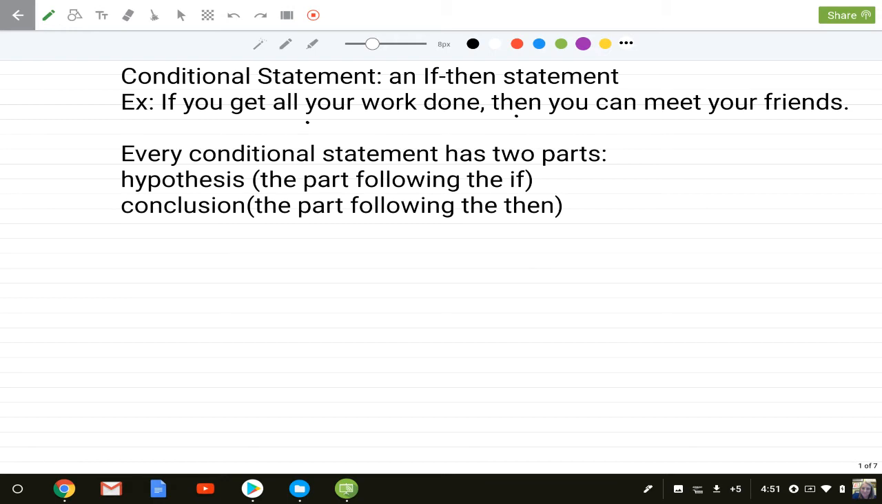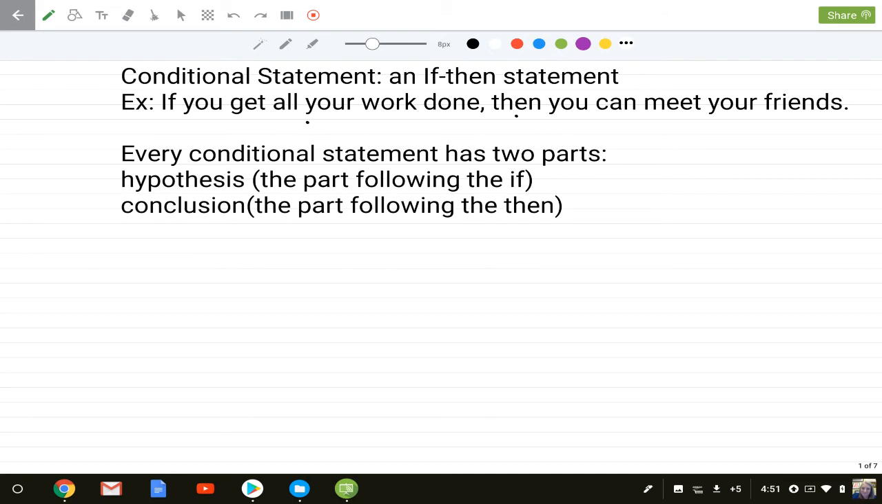A conditional statement is an if-then statement. An example is: if you get all your work done, then you can meet your friends. There's a condition that you have to meet before you get the last part to happen. So every conditional statement has two parts. The hypothesis is the part following the if, and the conclusion is the part following the then.